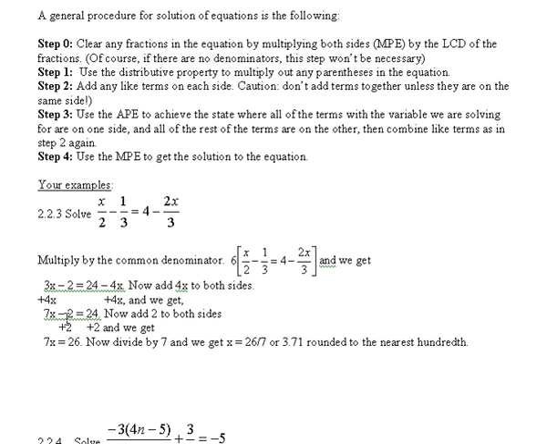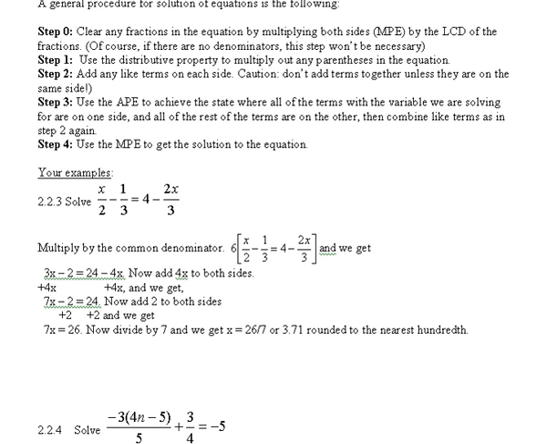Now we need to get our numbers on the other side. So I'm going to add 2 to both sides. That eliminates the 2 there, and I'll get 7x equals 26. And finally divide both sides by the 7, and I'll get 26 sevenths, which is the same as 3 and 5 sevenths, or rounded to the nearest hundredth, 3.71. Let's try another one.